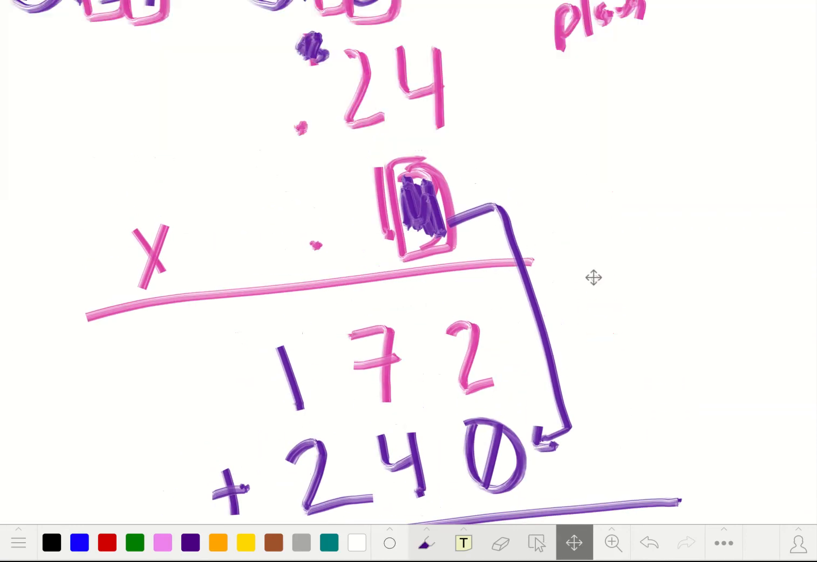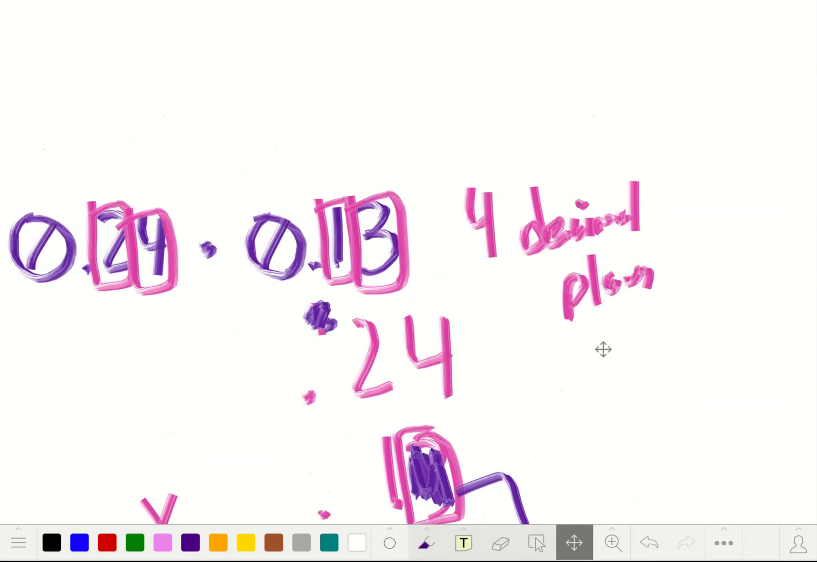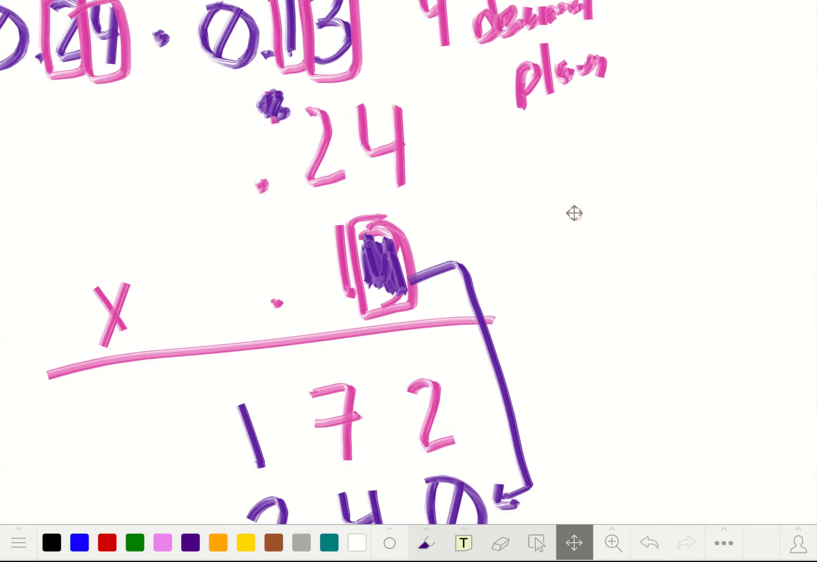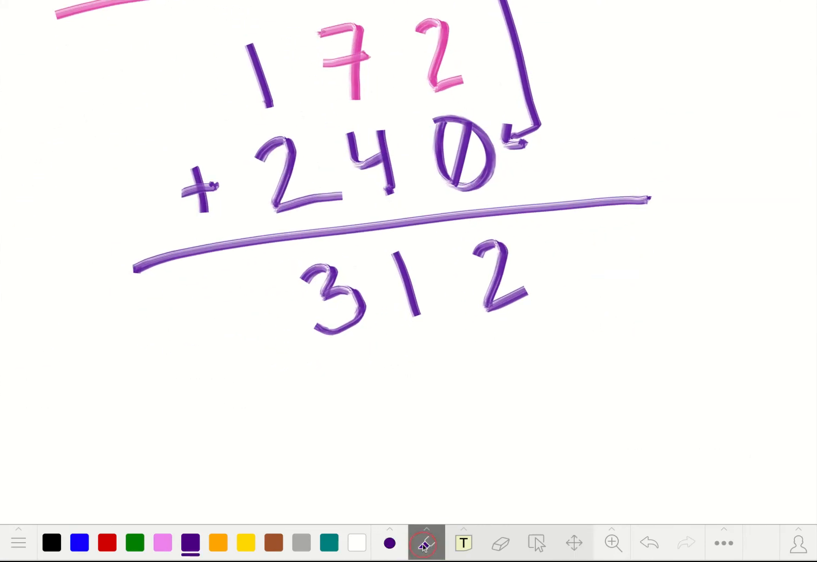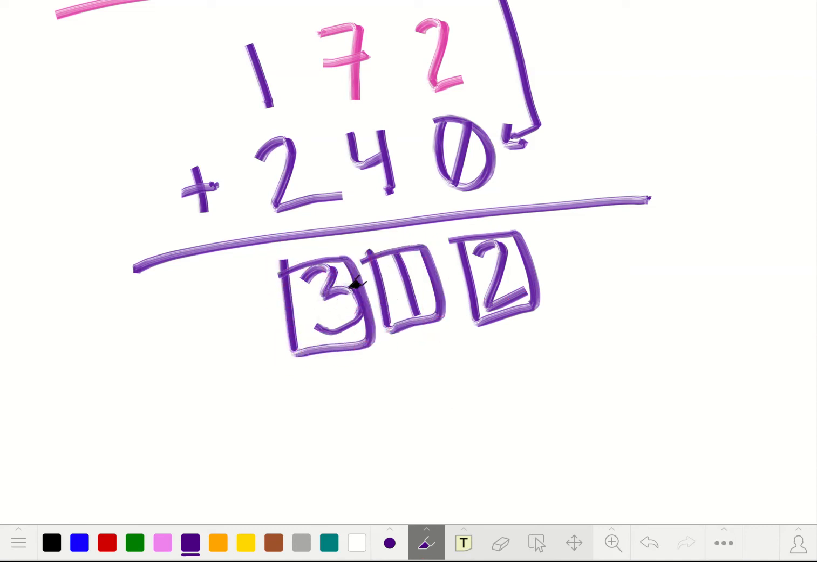Now, we had up here 4 decimal places. We need 4 decimal places in the product. You might go, wait, there's not enough numbers, Mr. Wynn. I see 1, I see 2, I see 3. Well, you guys probably remember that we can always add a 0 in the front right here to get an extra decimal place. That's a placeholder. So this right here will give us our 4th decimal right here.